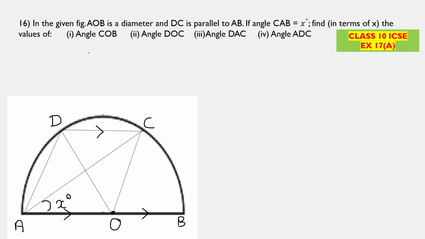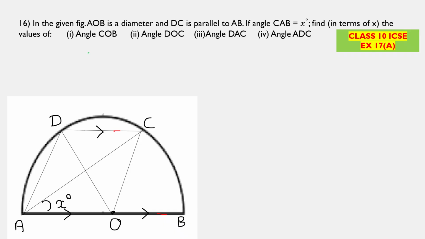Hello everyone. Here the question is a semicircle and they have mentioned AOB is a diameter. Also they mention CD and AB lines are parallel to each other and angle CAO is given as x degrees. And we have to find four angles, everything in terms of x only.